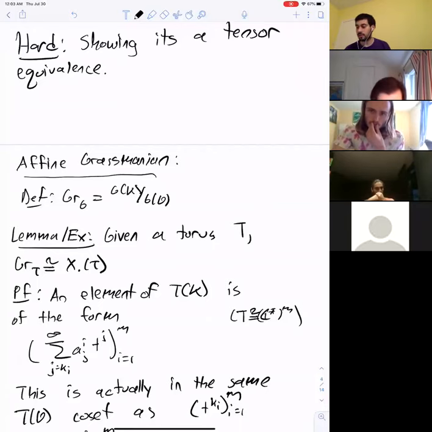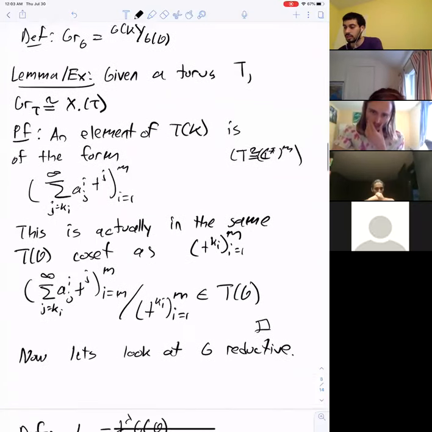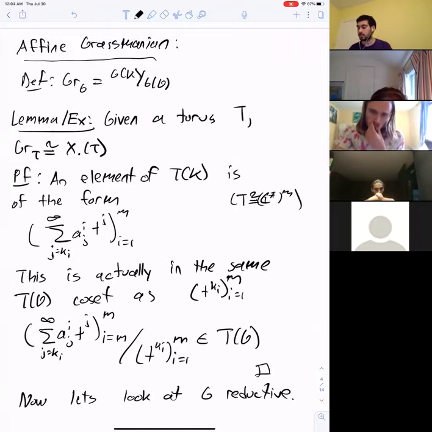What we did show is that the G-orbits of them give you all of T of K. That's the lemma or example right after we defined the affine Grassmannian, where we said that for just a torus, the affine Grassmannian of the torus is just co-weights, given by the G-orbits of those types of points. In general, in T of K there are tons of other elements which are not of that form.